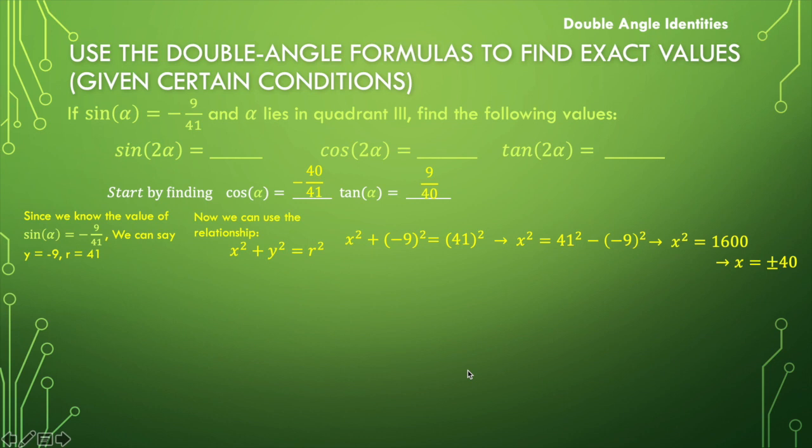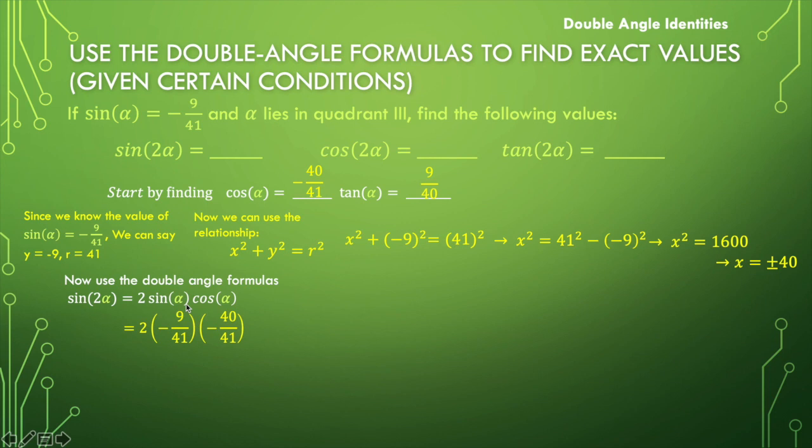So let's start with the sine of 2 alpha. We can use a double angle formula here. We know that the sine of 2 alpha is equal to 2 times the sine of alpha times the cosine of alpha. Sine of alpha is negative 9 over 41, so we're going to replace this whole thing right here with negative 9 over 41. We know that the cosine of alpha is negative 40 over 41, so we can replace this whole thing with negative 40 over 41.